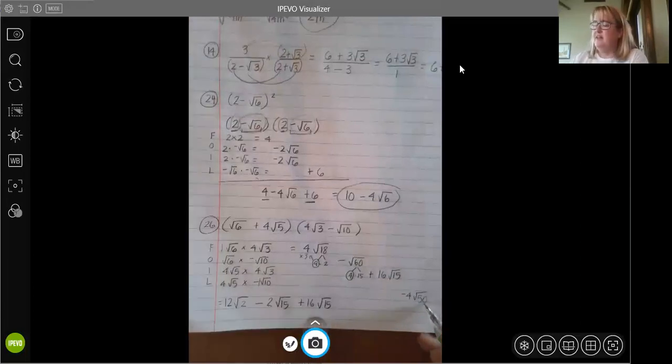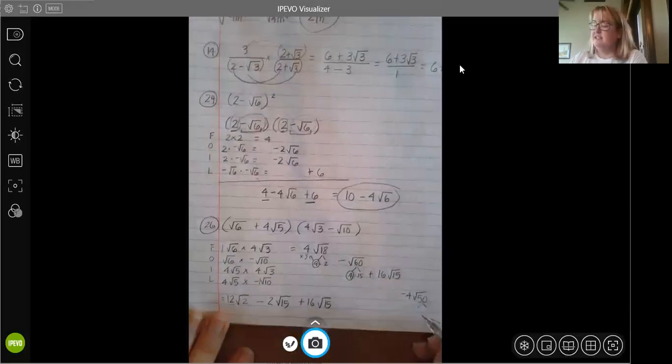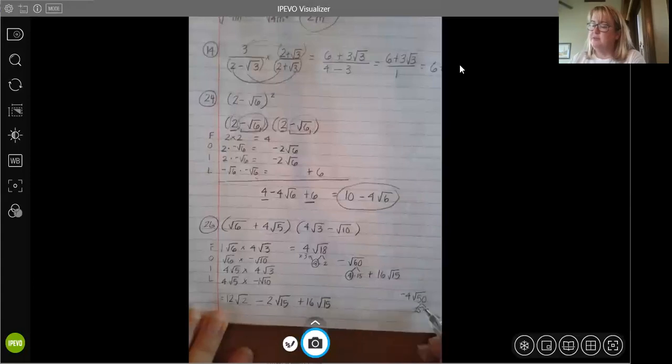All right, last one, minus 4 times the square root of 50. Does 50 have a square factor? Well, the answer is yes, and it is 25 times 2. The square root of 25 is 5, so I'm going to multiply that times 5. So this is going to be minus 20 times the square root of 2.